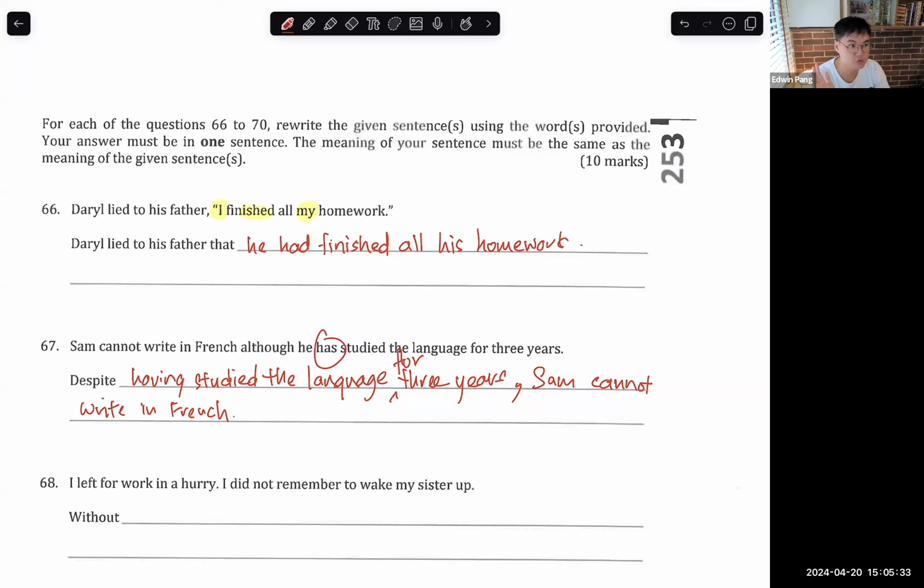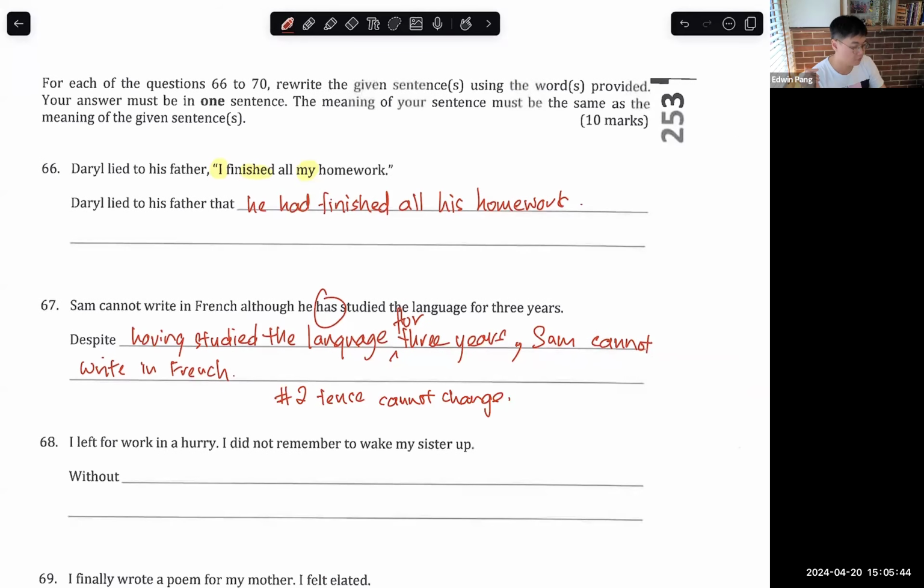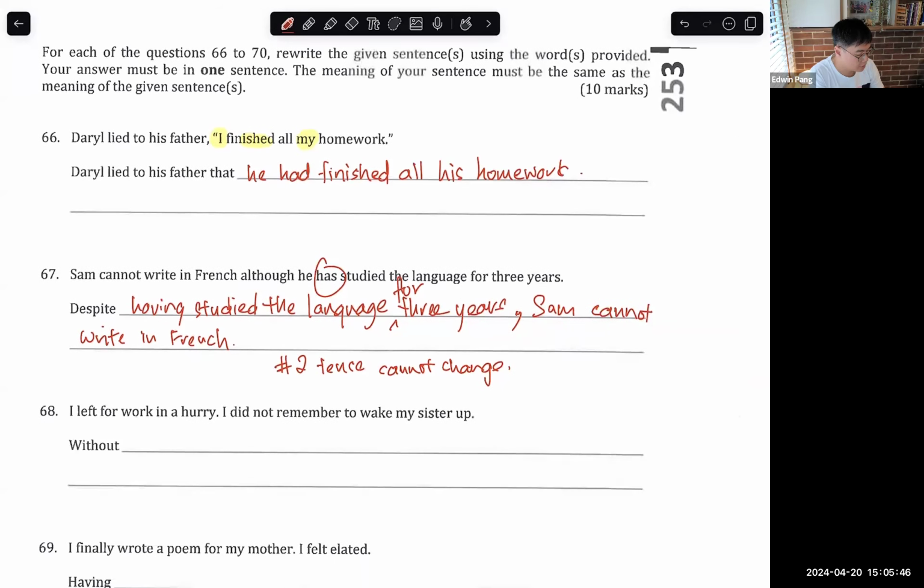And keeping synthesis rule number 2. So I'm going to put synthesis rule number 2. Tense cannot change. Okay? Otherwise, it will affect the time scale of the original. Okay, next one.